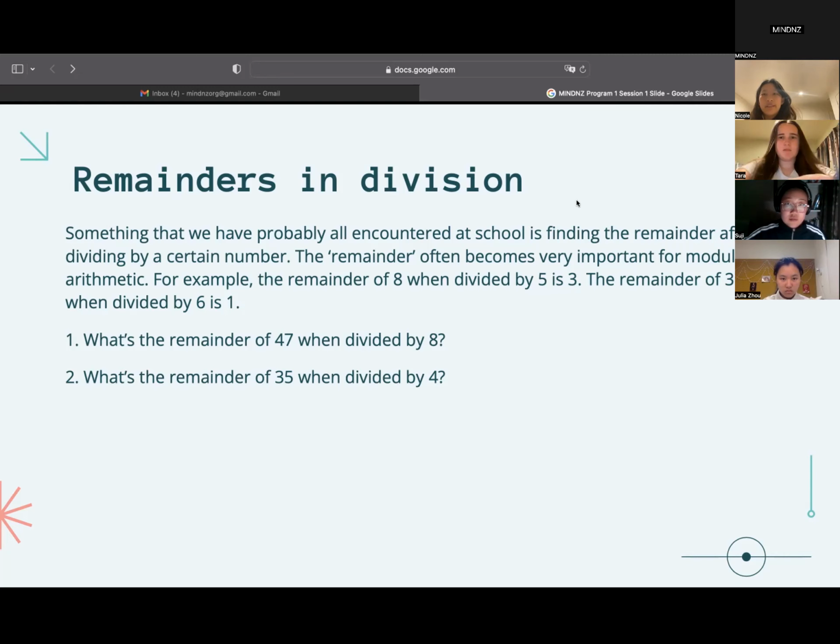So, the remainder, of course, is just what's left when you divide a number by another number. Someone tell me, what's the remainder of 47 when divided by 8? Yeah, good job, Jason. Nice, very nice. And then can I have someone else tell me what's the remainder of 35 when divided by 4?